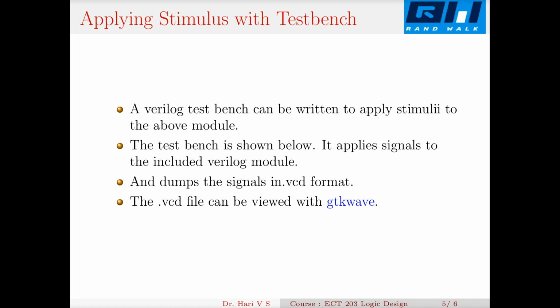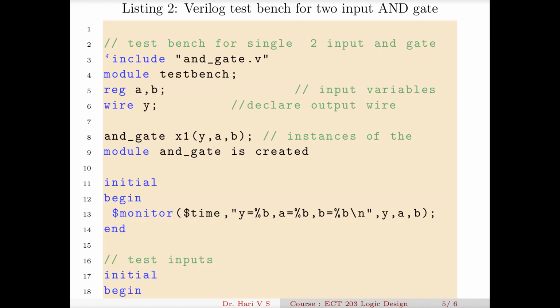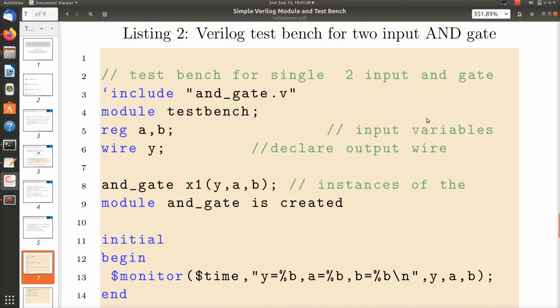A Verilog test bench can be written to apply stimuli to the above module. So that test bench is shown below. What this test bench does is it applies signals to this Verilog module I have written and dumps these signals in a .vcd format. So the .vcd file can then be viewed with GTKWave. So you can see the operation of the AND getting performed there. Now you can see this thing. Maybe it will be better if you see it in an editor. I will show it in an editor.